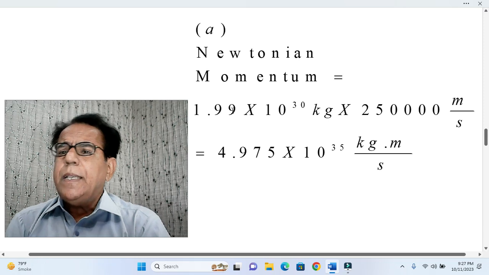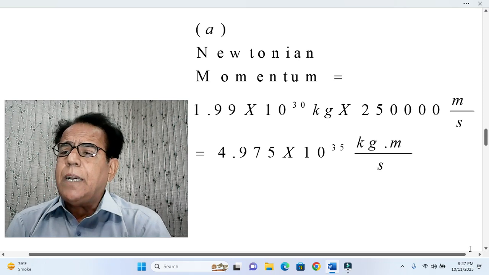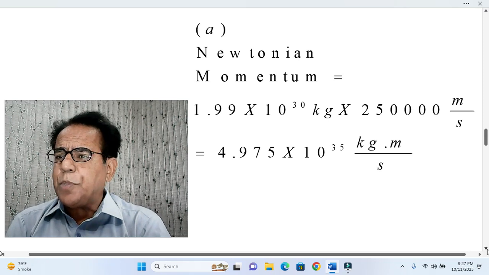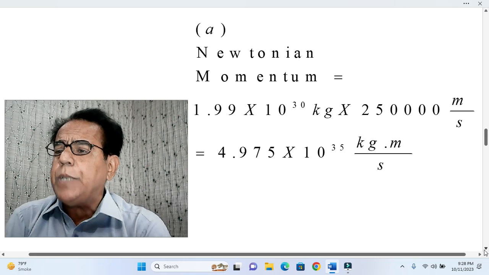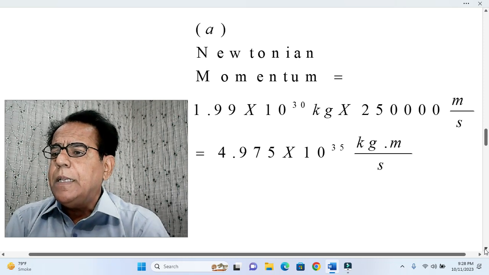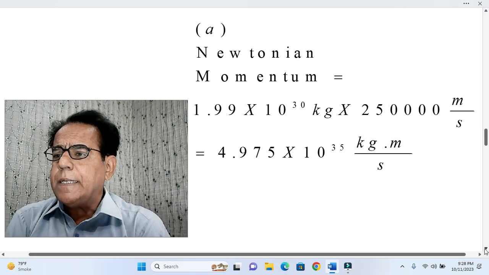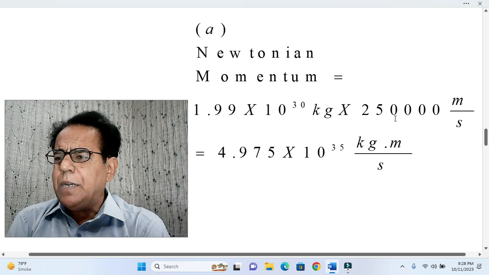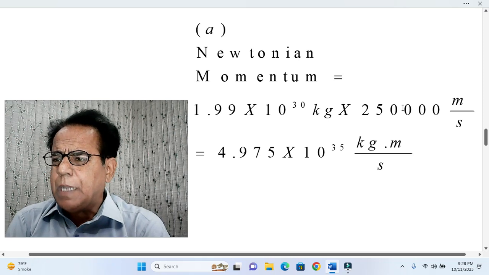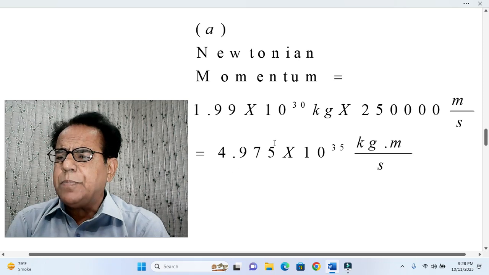Okay, and hence after simplification our Newtonian momentum becomes equal to 4.975 into 10 raised to the power 35 kilogram meter per second. Okay, because this is 30, and from here we have taken 10 to power 5 separate and converted it in this form.